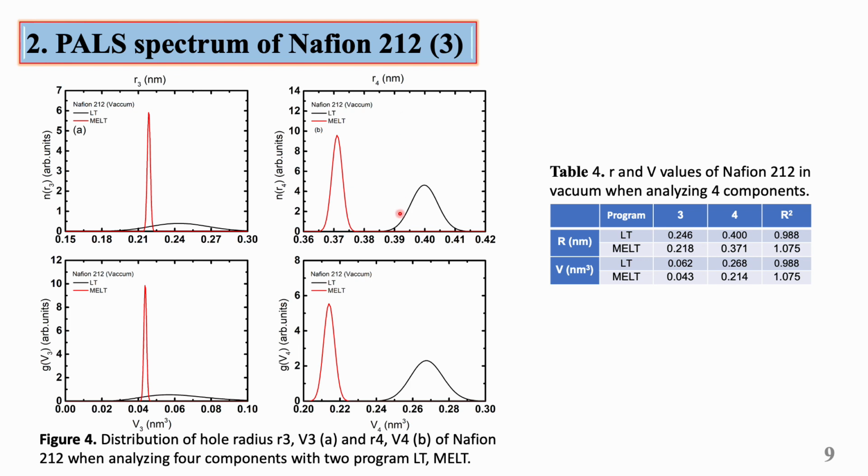You can see the radius R3 is about 0.2 nanometer and radius R4 is about 0.4 nanometer, and the volume V3 is about 0.06 and volume V4 is about 0.2.